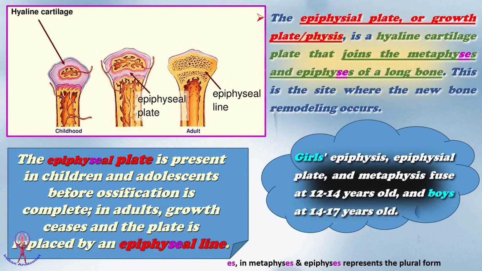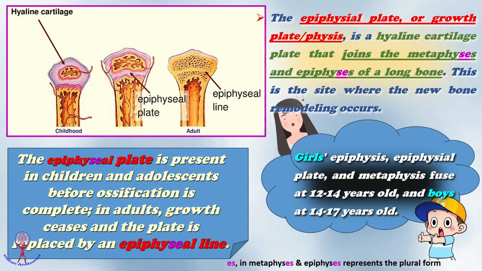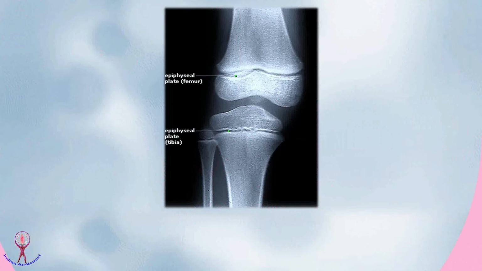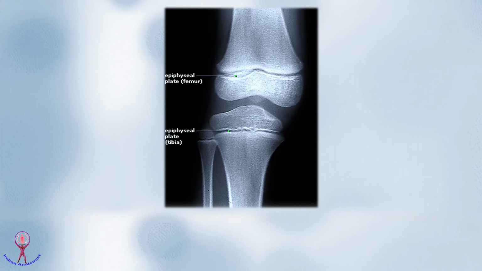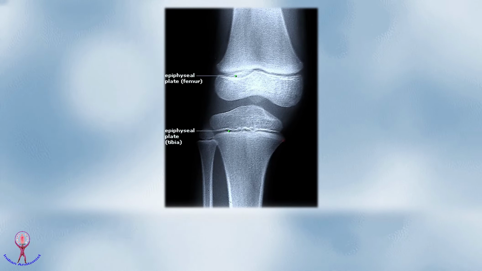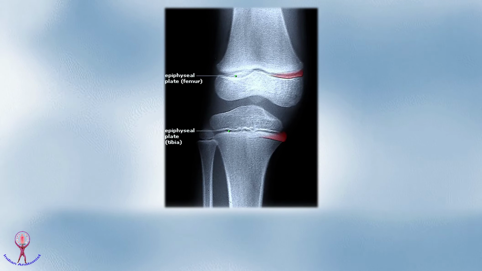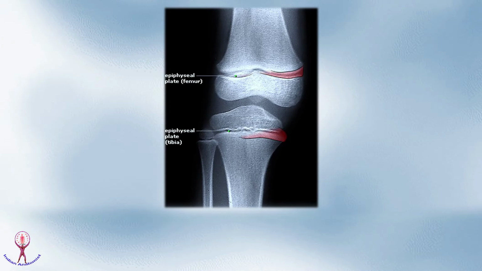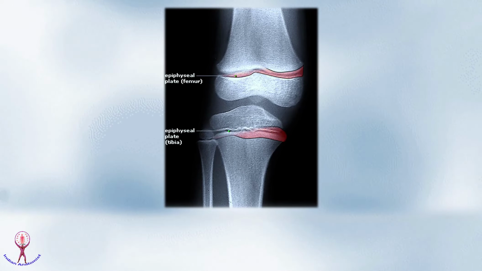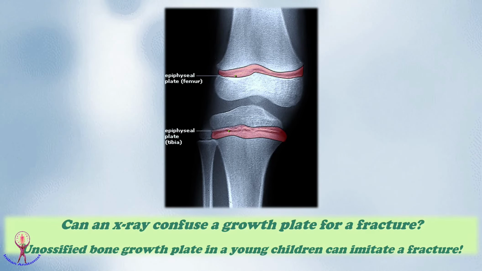Girls' epiphysis, epiphyseal plate, and metaphysis usually fuse at 12 to 14 years old, and boys at 14 to 17 years old. The picture displays the X-radiograph of the knee joint of a young child, showing a gap between the metaphysis and epiphysis. This gap is occupied by the epiphyseal plate, made of hyaline cartilage, which is radiotranslucent, so it appears black in color. Can an X-ray confuse a growth plate for a fracture?